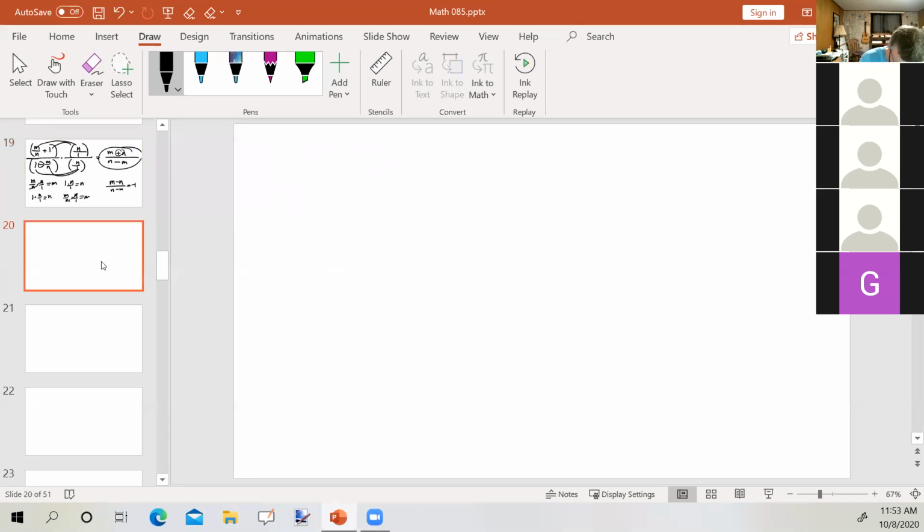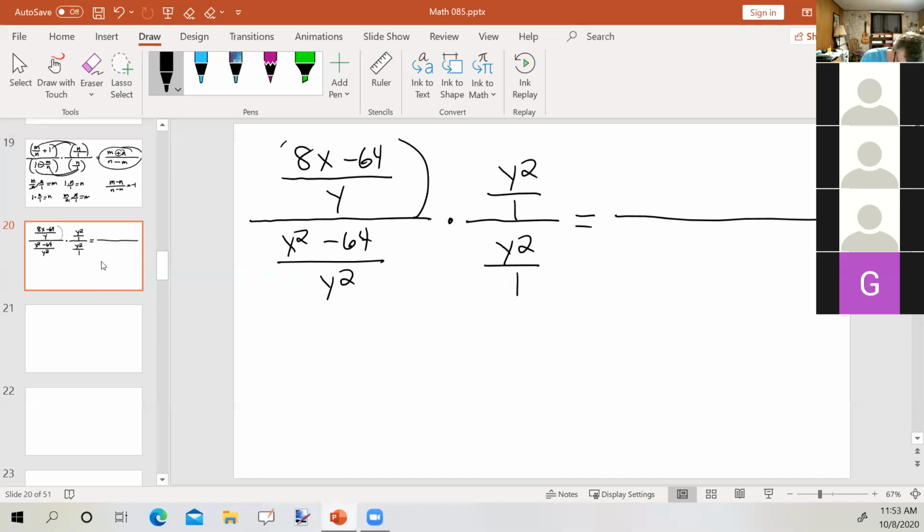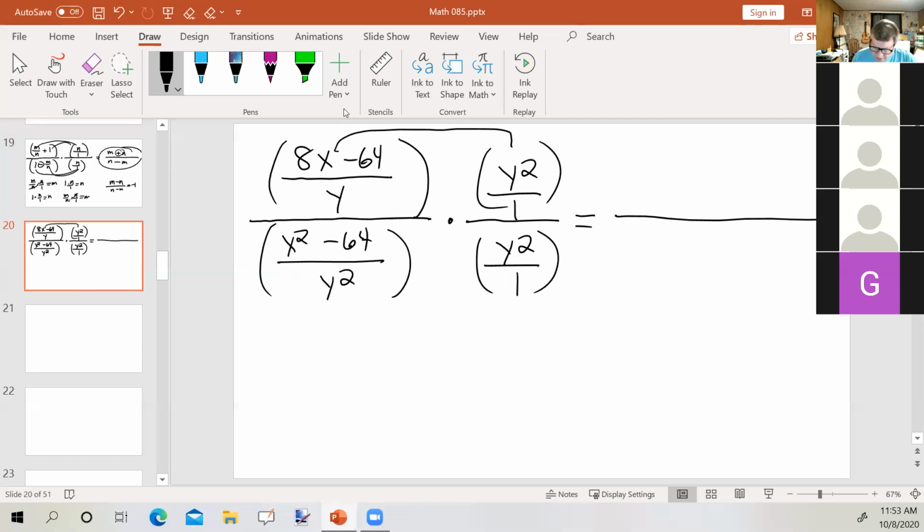Here's another one. 8x minus 64 all over y, that whole thing over x squared minus 64 all over y squared. So what's the LCD? Would it be y squared? It would. So we're going to take all of this times all of that. I don't need to rewrite it because there's only going to be one thing happening there. The y squared and the y reduce down to just a y on top. Do you see that?